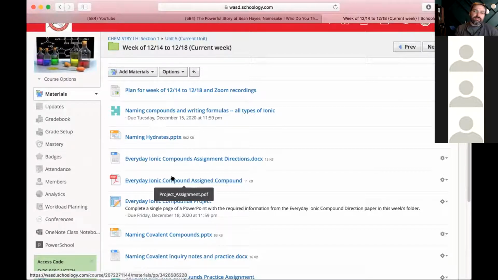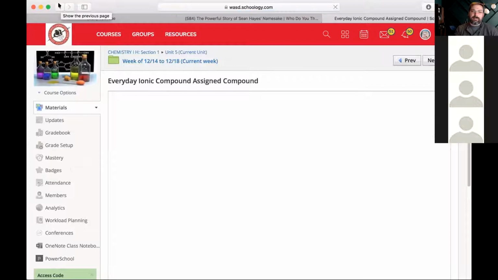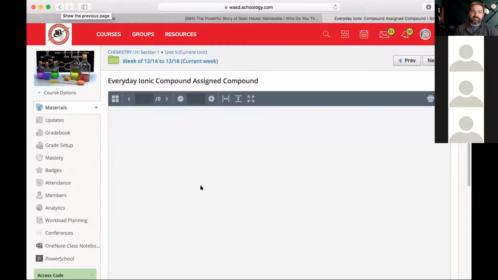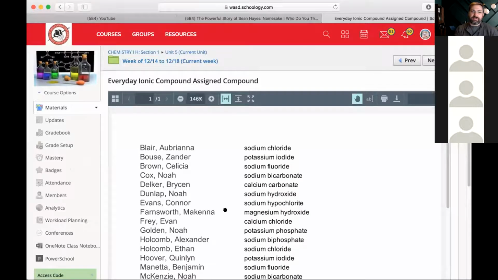There were a few of you who I didn't include. I accidentally, if you were a remote student, I accidentally didn't include you, but I've already messaged you and we've already talked. But this is where the assigned compound is to do your ionic compound, just beside your name. You may even find the name of this compound in foods or ingredients of stuff in your home. So that's that.